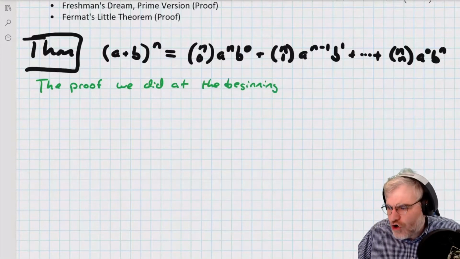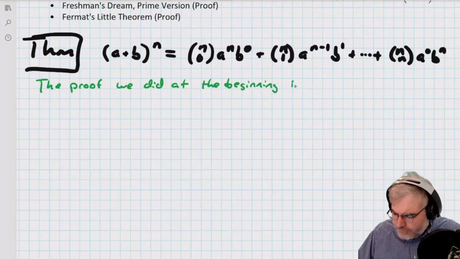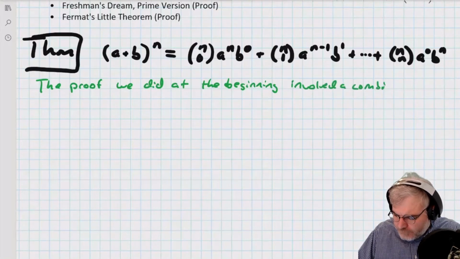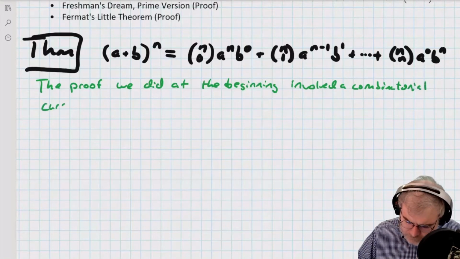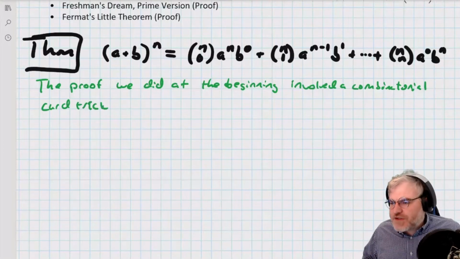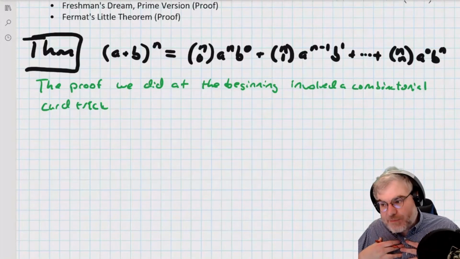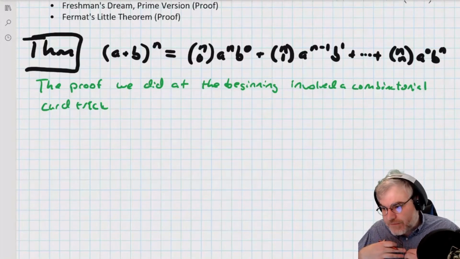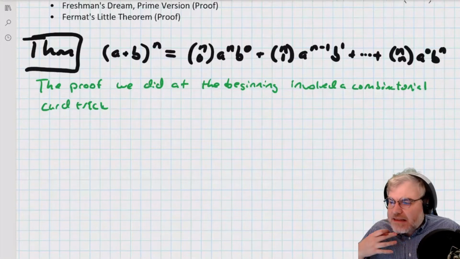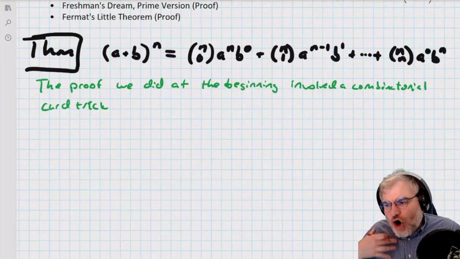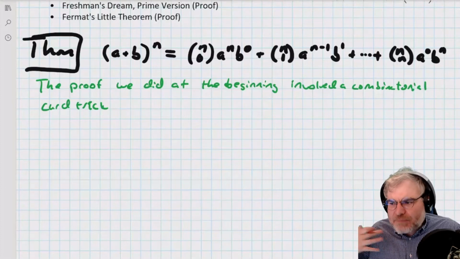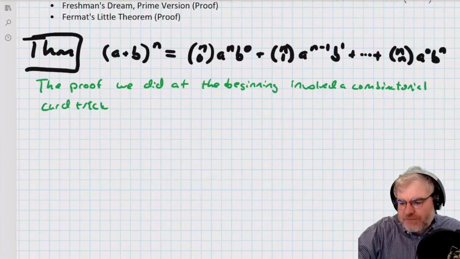involved this kind of card trick thing. Okay? And it's a nice proof. It's a beautiful proof. It's one of my favorite proofs in all of math, and there are a lot of really pretty proofs in math. This is one of my favorites. But it's a hard proof. You have to sit there and play with it before you can convince yourself.